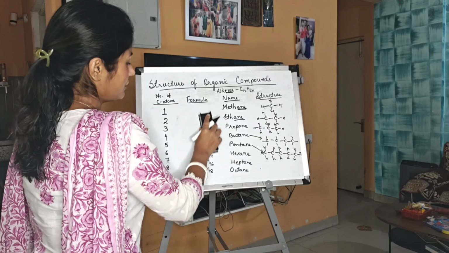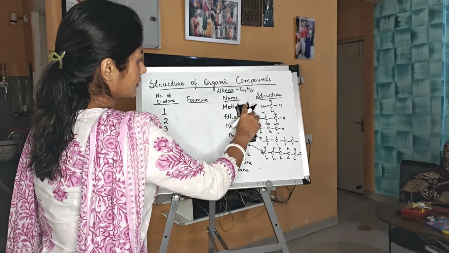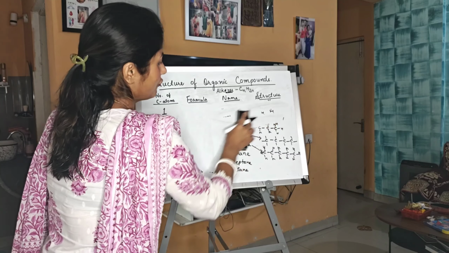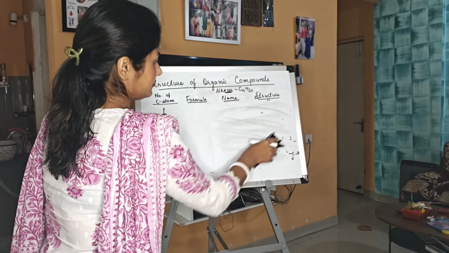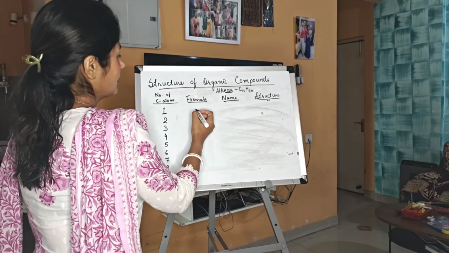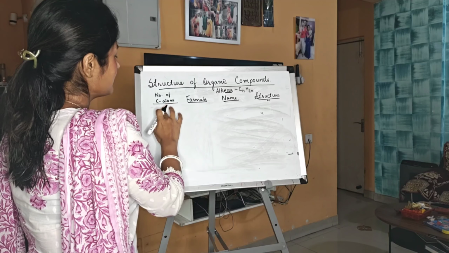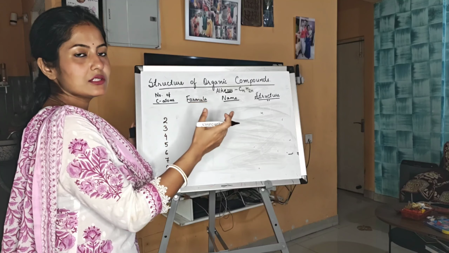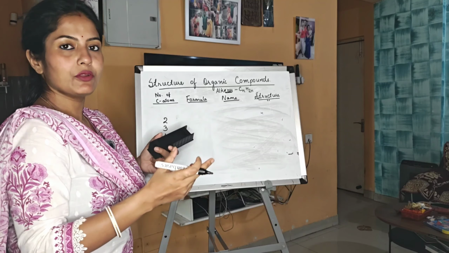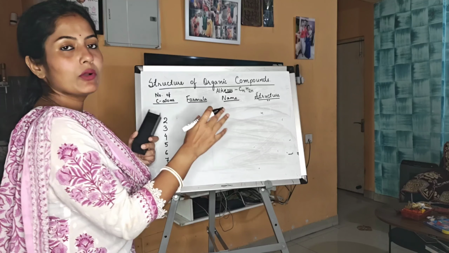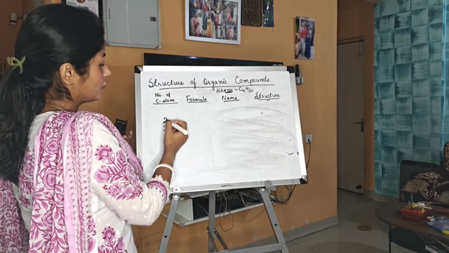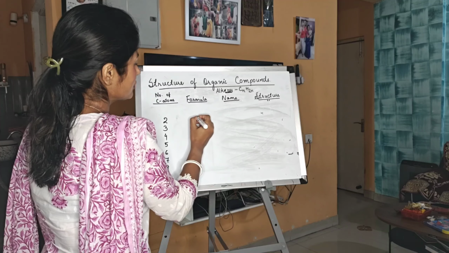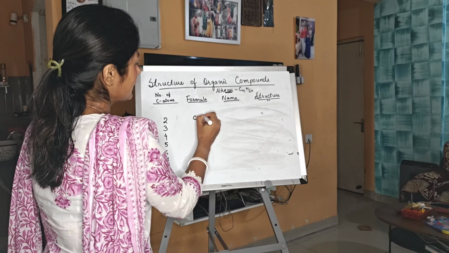Now let us see what will be the structures and the formulas. The simplest alkene starts with carbon number 2, because we need a double bond between the 2 carbons. So there is no alkene with 1 carbon atom. So we'll start with carbon number 2. If n is equal to 2, then the formula will be C2H4.